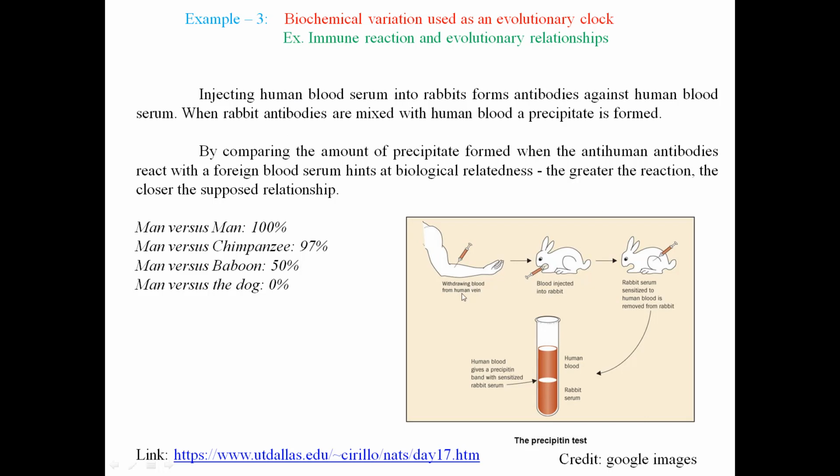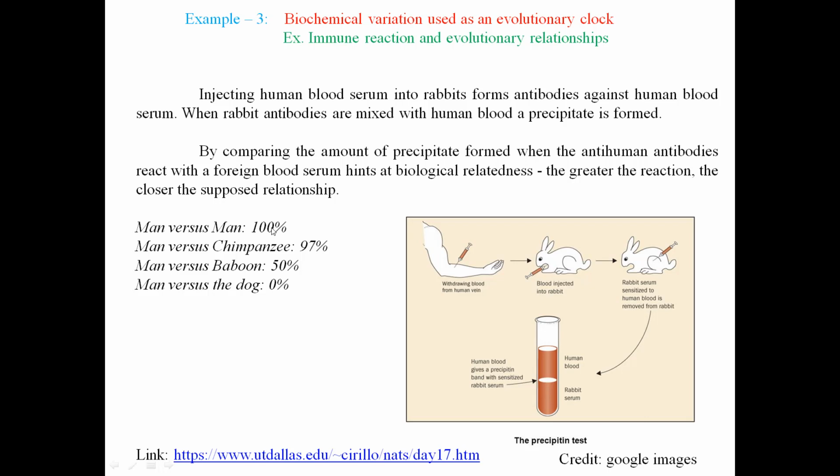So, blood is withdrawn from a human vein and injected into the rabbit, and rabbit serum sensitized to human blood is removed from the rabbit. Human blood gives a precipitin band with the sensitized rabbit serum. So you can see the differences. By comparing the amount of precipitate formed between human blood and the rabbit serum, when the anti-human antibodies react with the foreign blood serum, it hints at biological relatedness. The greater the reaction, the closer the supposed relationship.